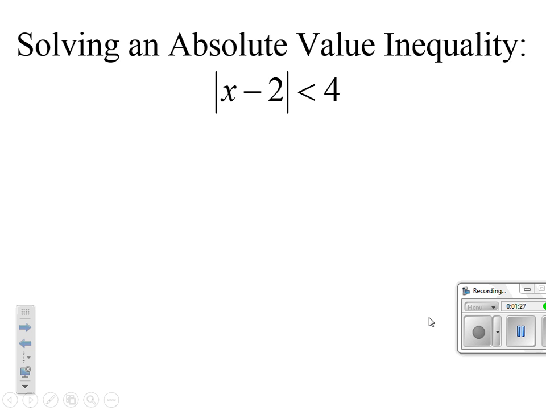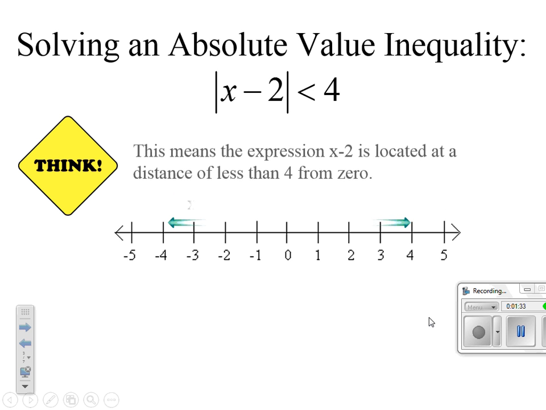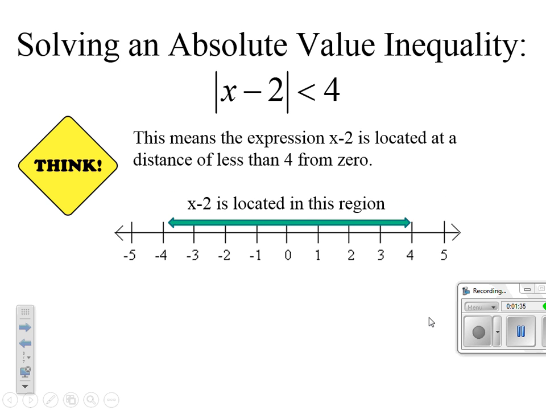So here we go. The absolute value of x minus 2 is less than 4. Let's think about what that means. This means the expression x minus 2 is located at a distance of less than 4 units away from 0. So less than 4 units away from 0 is either 4 and lower or negative 4 and higher. So it has to be greater than negative 4, but it has to be less than 4 for it to be in that region of being 4 units away from 0.